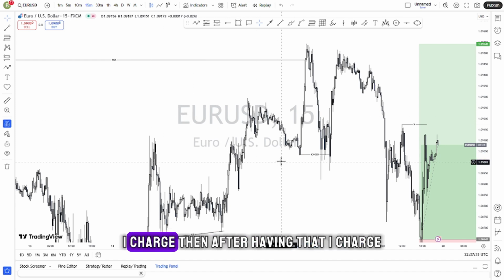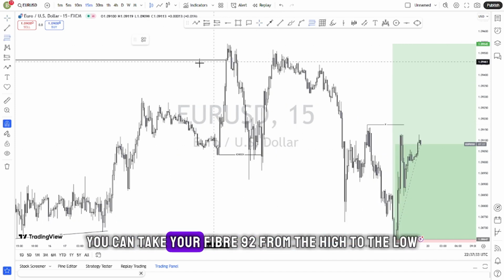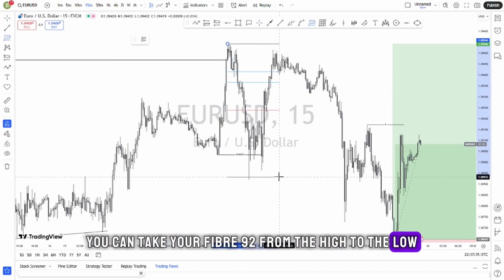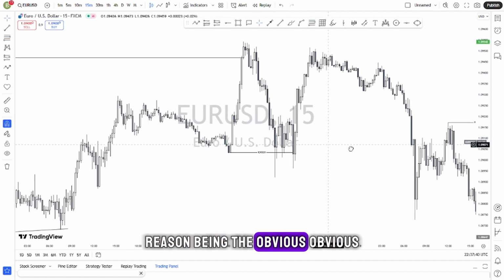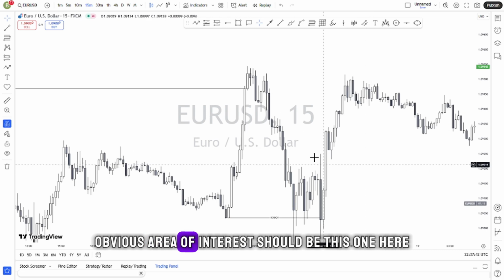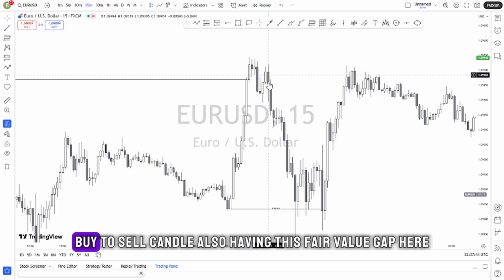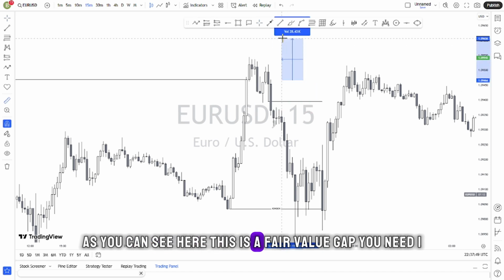internal change of character. Then after having that, you can take your Fibonacci tool from the high to the low, just like that. But there is no need for you to do that. Reason being, the obvious area of interest should be this one here, buy to sell candle, also having this fair value gap here. As you can see here, this is the fair value gap.